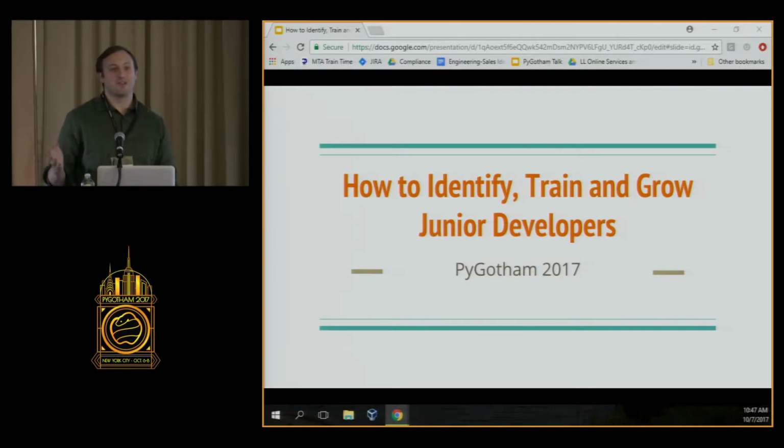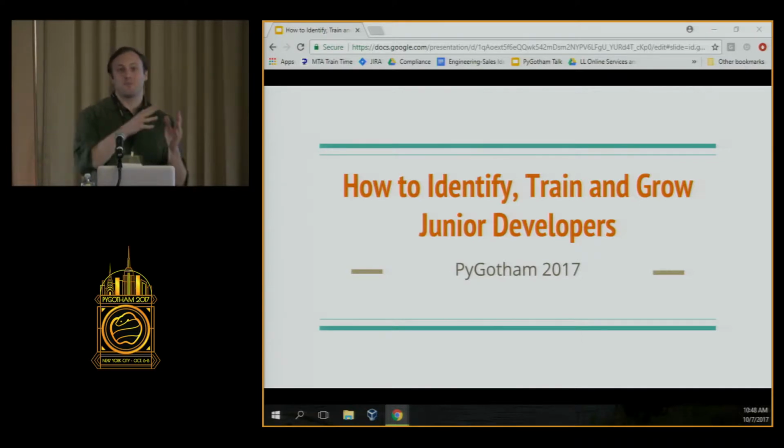Hopefully, this talk can address two different sides of people who might be in the room. One would be people who are looking to hire these types of people. And the other would be people who would like to become junior developers. So do I have anybody on either side there? Good, perfect.